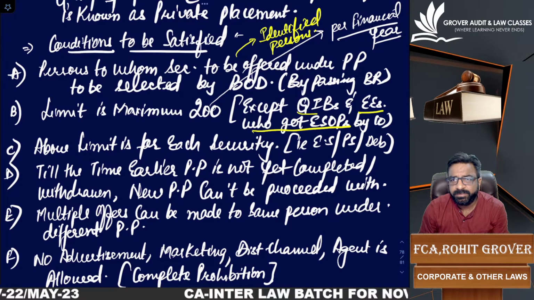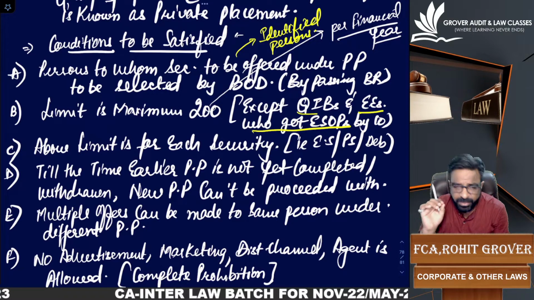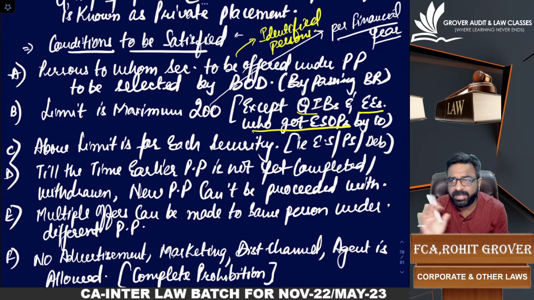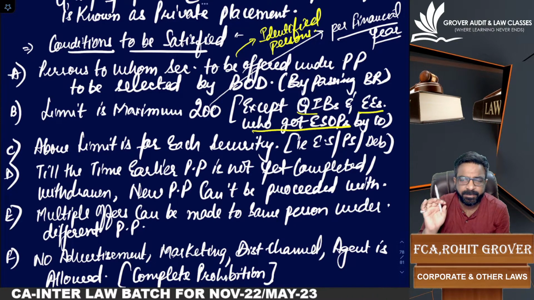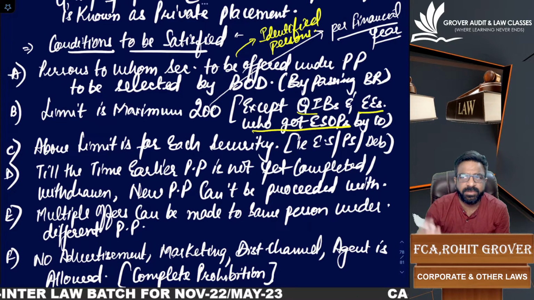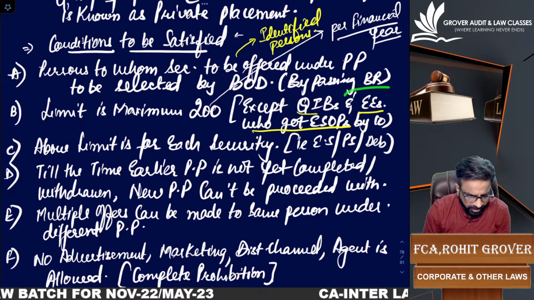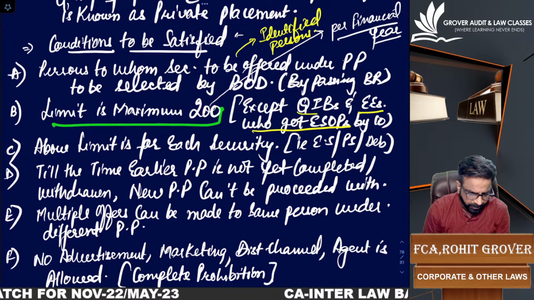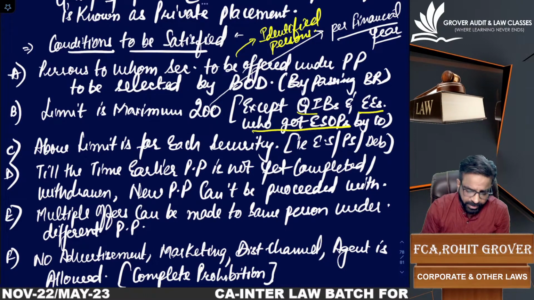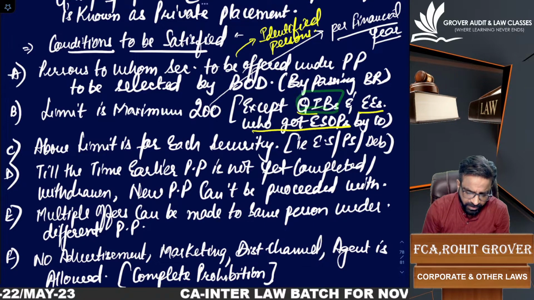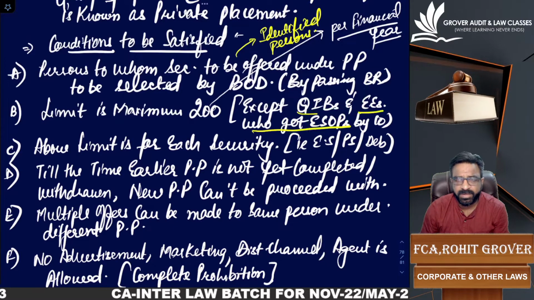All of you understood? Yes or no? Yes, sir. So if you do not understand, please unmute yourself and immediately ask me the query. Okay. So point number 1 may be understood. Who will select the people to whom we want to issue the shares? We will select them by the board of directors by passing a board resolution. Second thing, what is the limit of private placement? Maximum 200 people you can select, but in that 200, QIBs are not covered, and those employees to whom the company has already issued ESOPs are not covered.